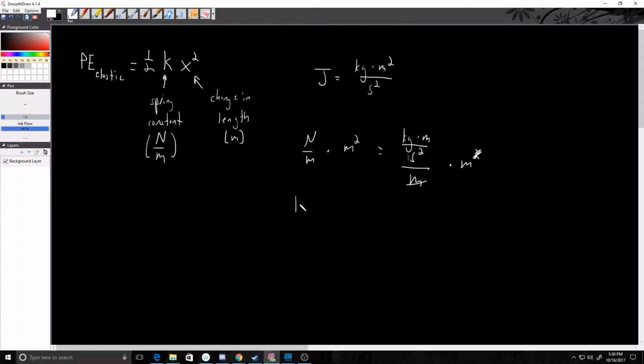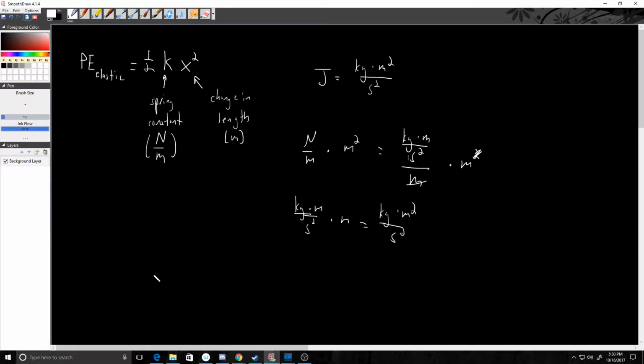So now I have kilogram meters per second squared times meters. Meters times meters is meter squared. So I end up with kilogram meter squared per second squared. These two things are the exact same thing. Elastic potential energy using this formula gets us to the exact same unit that a joule actually is. So let's actually do a little bit of work with this.